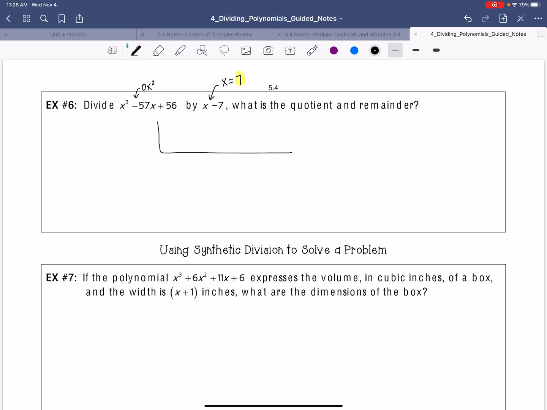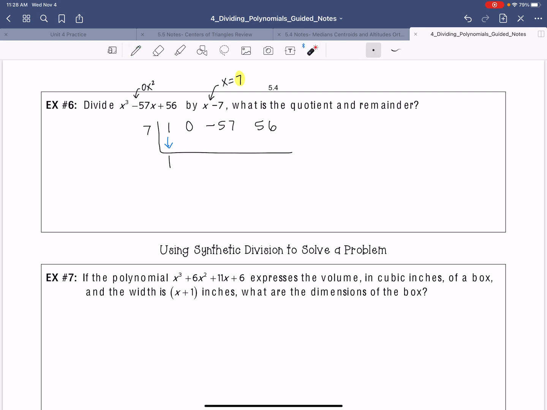All right, make your upside down house. Top row is just the coefficients on this guy. So in front of the x cubed is a 1. In front of the x squared is a 0. In front of the x is a -57. And in front of the constant is 56. We are dividing by 7. All right, the first one always gets brought down. So we have 1.